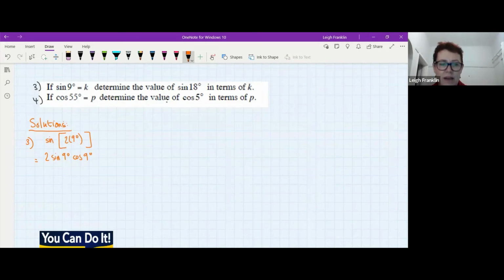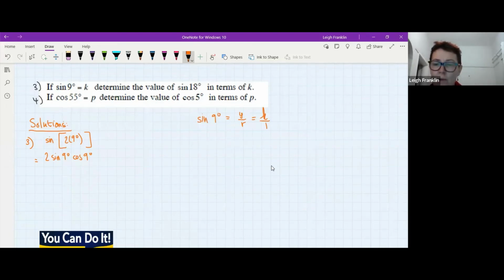The y value. Okay, but we've got the y value because sine 9 equals k over 1. So Lorato, we know that the sine of 9 is equal to y over r. So that means we've got k over 1. So we know what y is. What's missing is the x. Yes, Lorato, there we go, perfect, the x value.